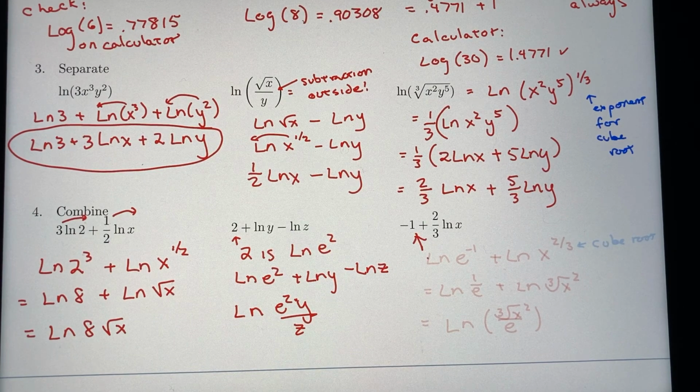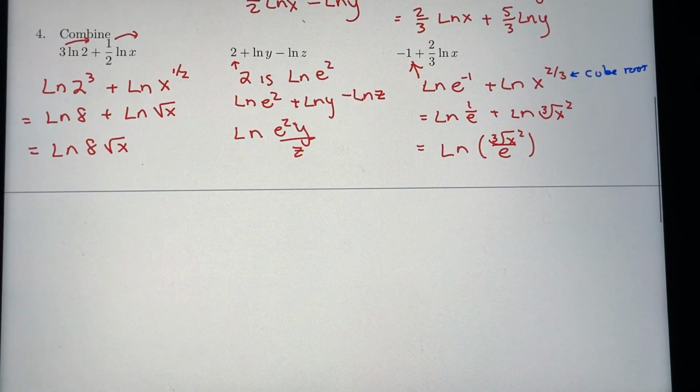Same thing here. This is going to be ln of e to the negative 1. What's the exponent of 2/3? Remember that it's cube root and square it. So 1 over e times the cube root of x squared, the e can pop into the denominator. And there we go.